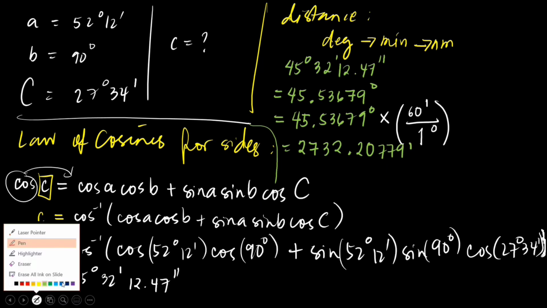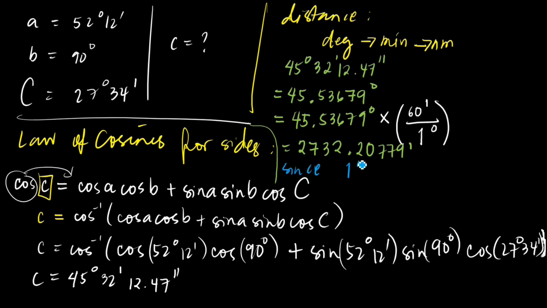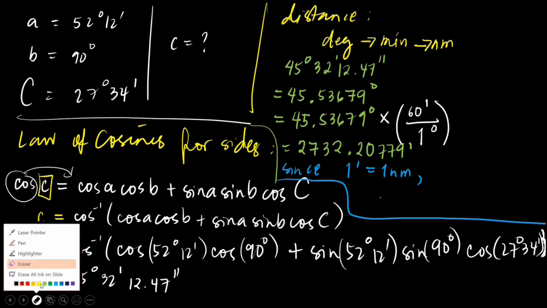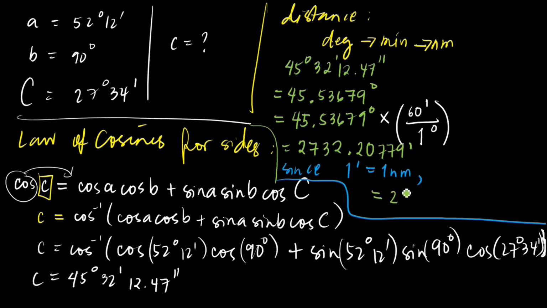And then remember, since 1 minute is equal to 1 nautical mile, it means that we have 2,732.21 nautical miles. So this is the answer. In order to answer the question, the distance of point M from San Francisco, in which point M is on the equator, is 2,732.21 nautical miles. Okay?